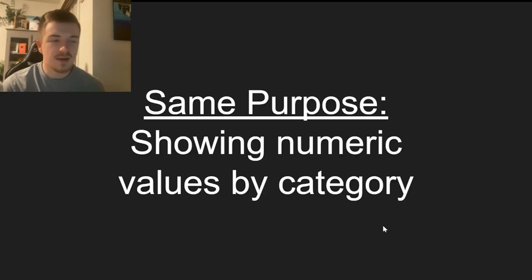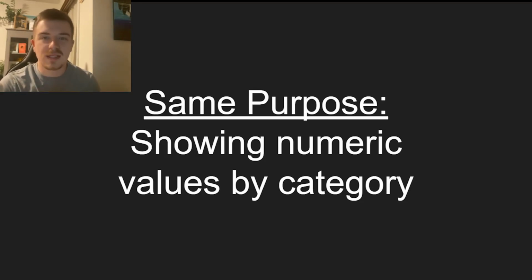But both these charts have the same purpose. We're going to be showing numeric values, something like mean, sum, or counts by categorical variables. Now we're going to see later on that one is better than the other for showing these things, but we'll get into why in just a moment. But one example of when we might want to do this is showing something like GDP of North American countries, and these two charts would both be perfect to display that information.